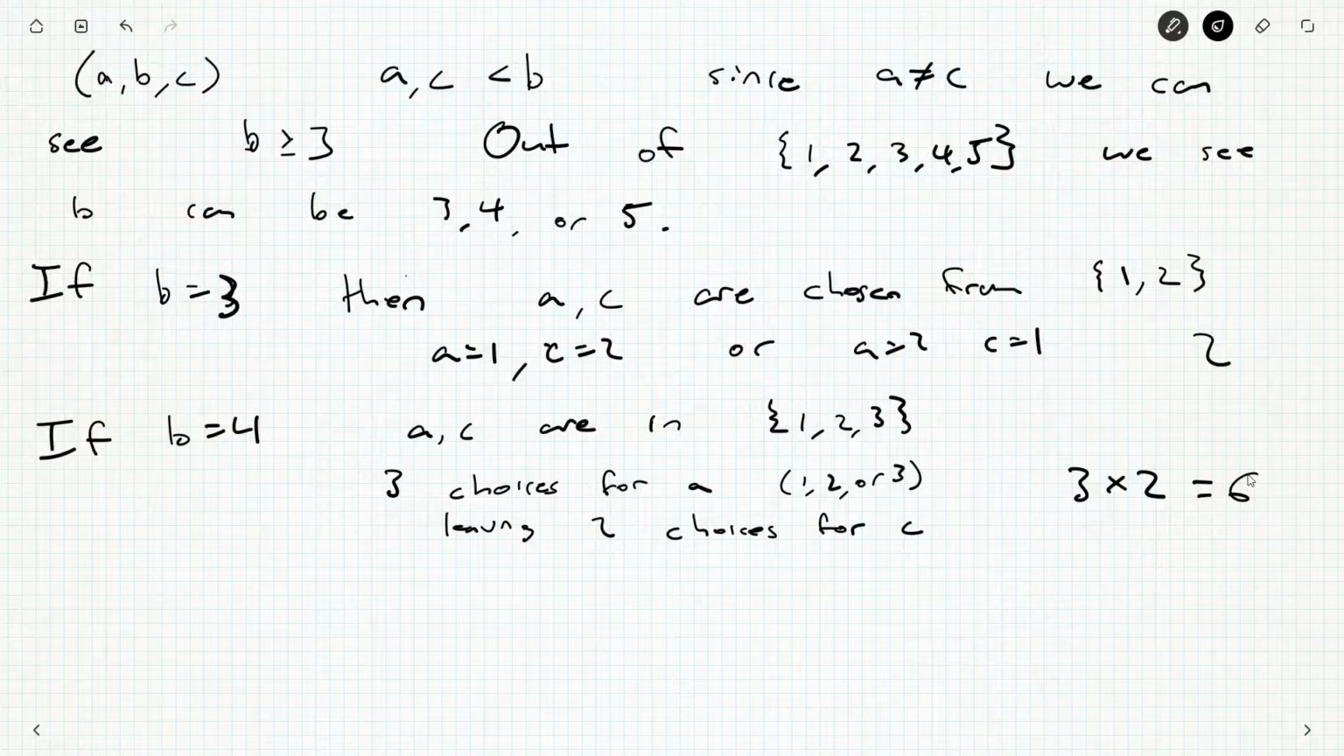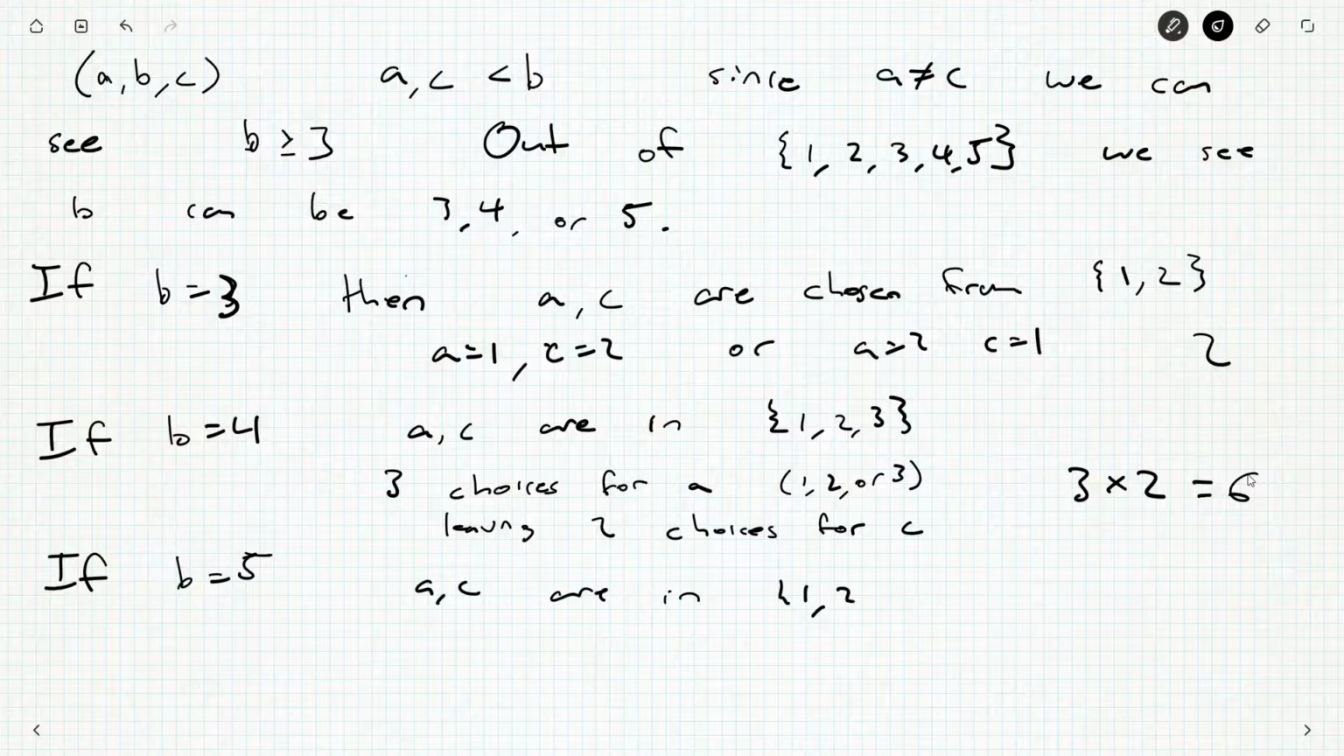And here we had 2. And we could view the same sort of logic works up here. We've got 2 choices for A, 1 or 2, and then for C, there's only 1 choice left over. Finally, if B is equal to 5, A and C are in 1, 2, 3, 4.